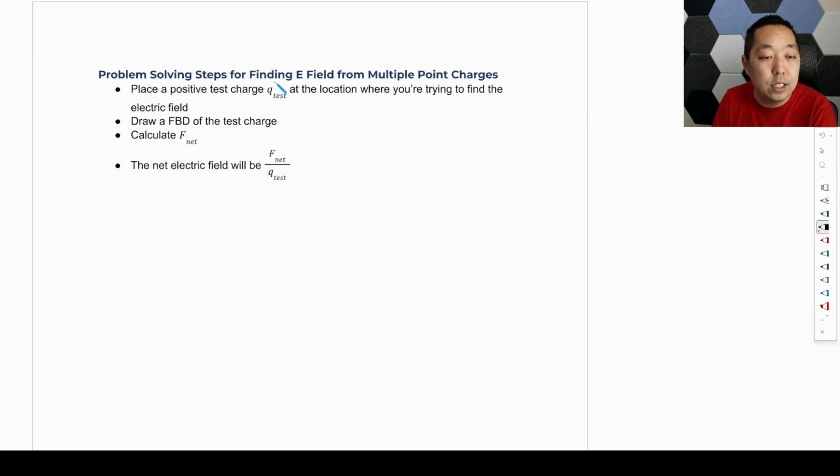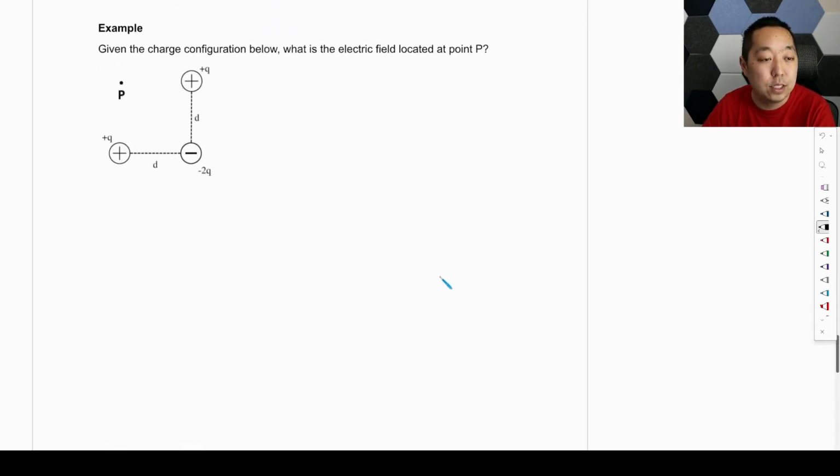You're going to place a positive test charge Q test at the location you're trying to find. You're going to draw a free body diagram at the test charge. You're going to calculate the F net, not doing the MA part, just the F net portion of F net equals MA. And the net electric field will be the net force divided by that Q test charge, because the Q test is like a placeholder charge that you divide out, so it's going to go away. Let's see how that operates.